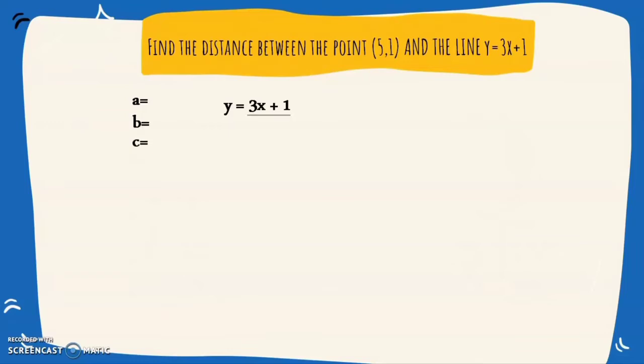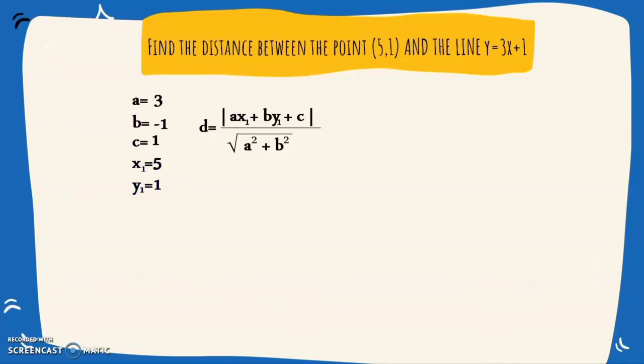Subtract 3x and 1 from both sides, and that would be y minus 3x minus 1 equals 0. Now we see that a is 3, b is negative 1, c is 1, x1 is 5, and y1 is 1. Now let's start plugging in.